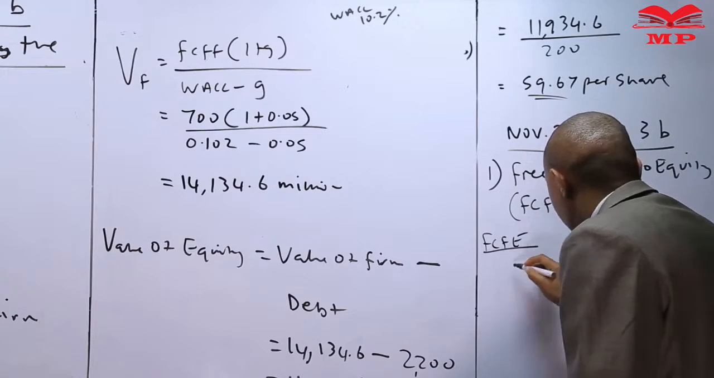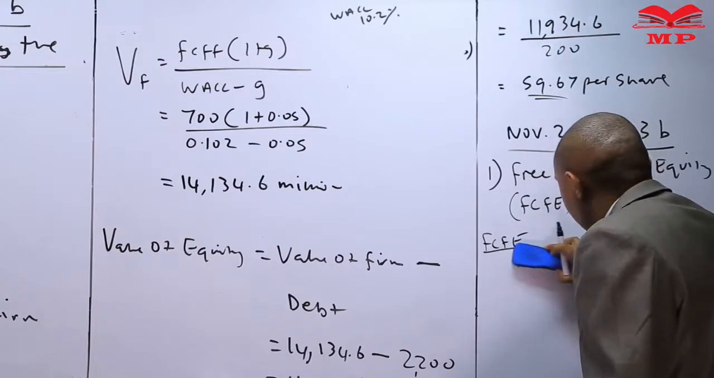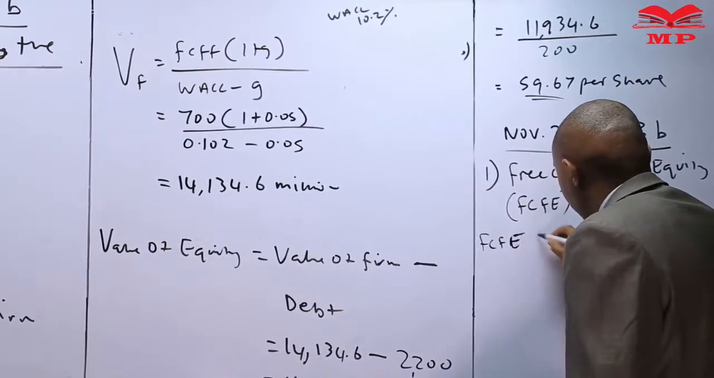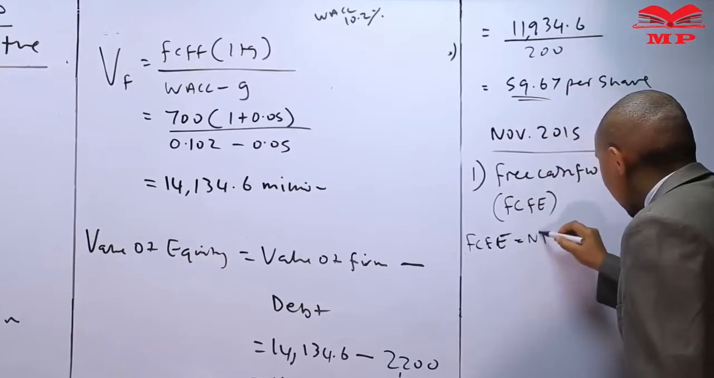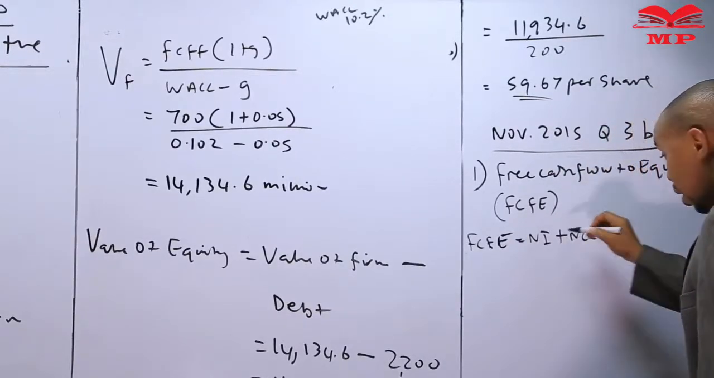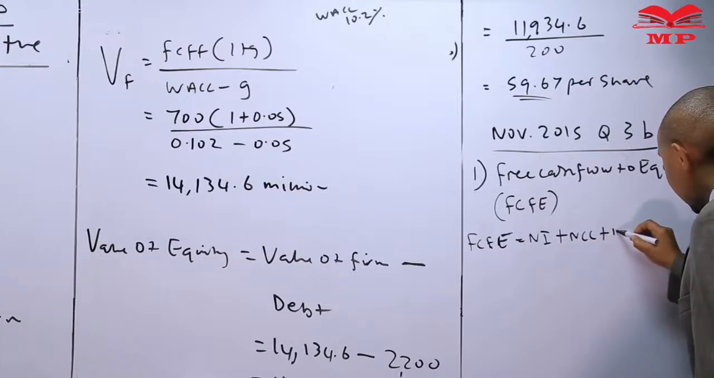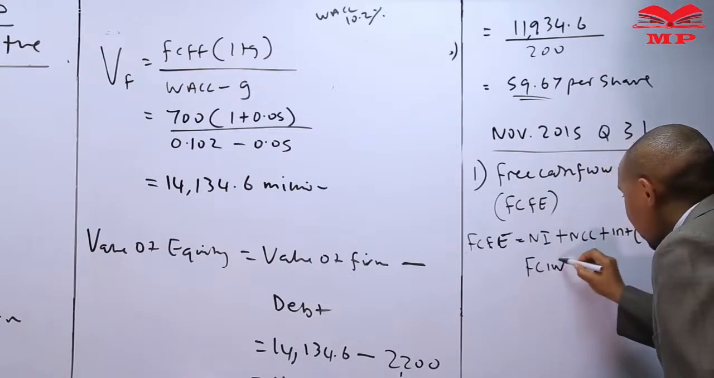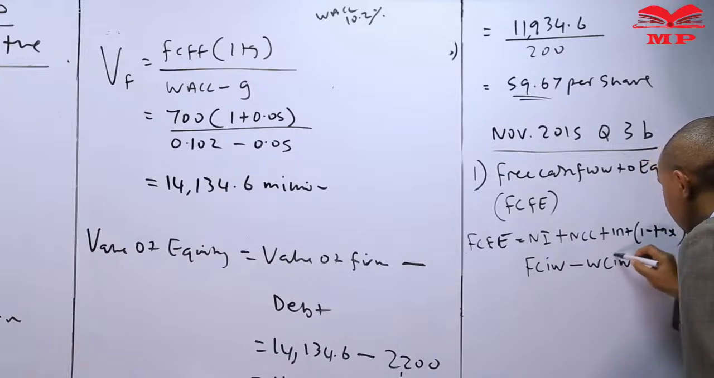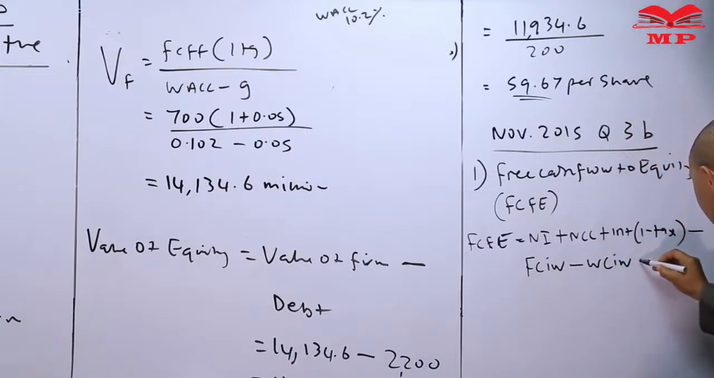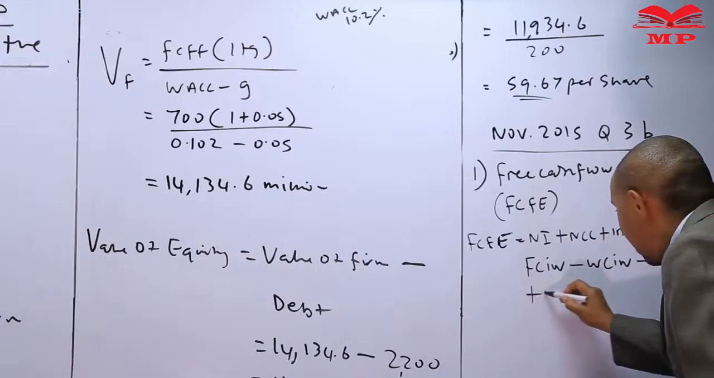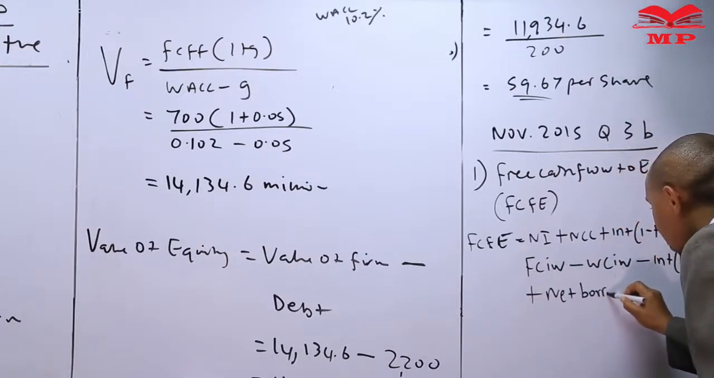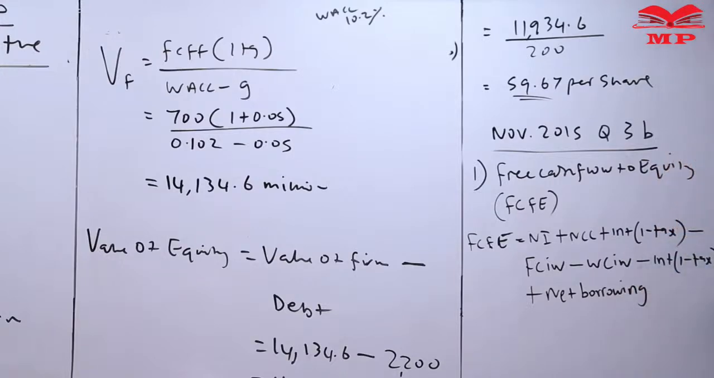FCFE is given by the following. FCFE is given as net income plus NCC, I'll explain them, plus interest times 1 minus tax, then you less fixed capital investments, then you less working capital investments, then you less interest times 1 minus tax, then you add net borrowing.